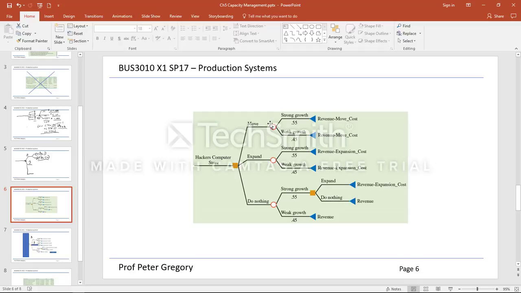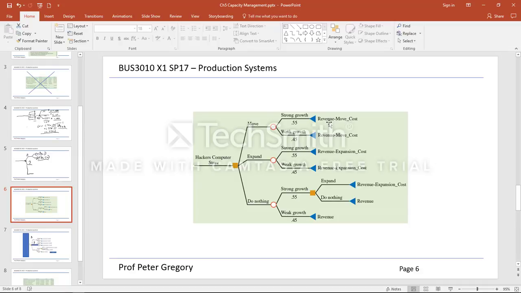And then for any one of these decisions, we were told, wherever one of these circles appears, that basically is a point where we've rolled the dice, and now we're letting the probabilistic things out of our control take place so we can do an evaluation. And what we do is we draw this tree, we show the move branch, the expand branch, the do nothing branch. And these are the branches of options that we have. And for either one of them, we're going to evaluate them at the point where they have strong growth and weak growth. Okay. So for each of these, what we've already done is we've taken the revenue.